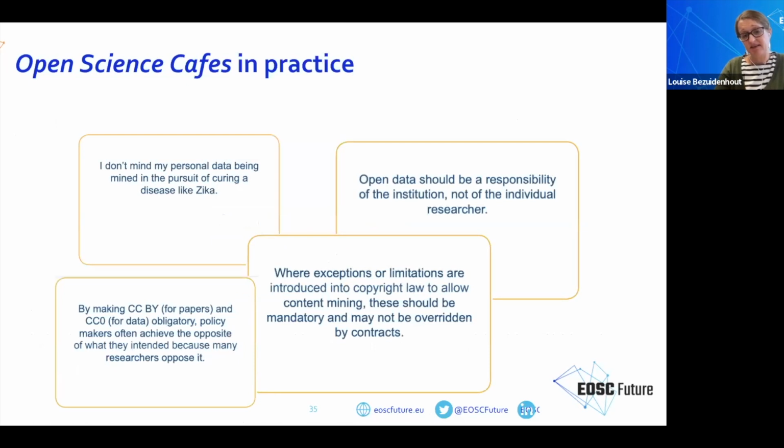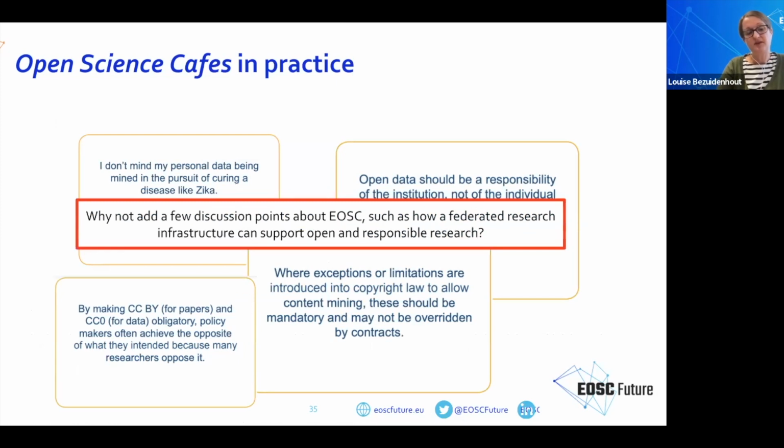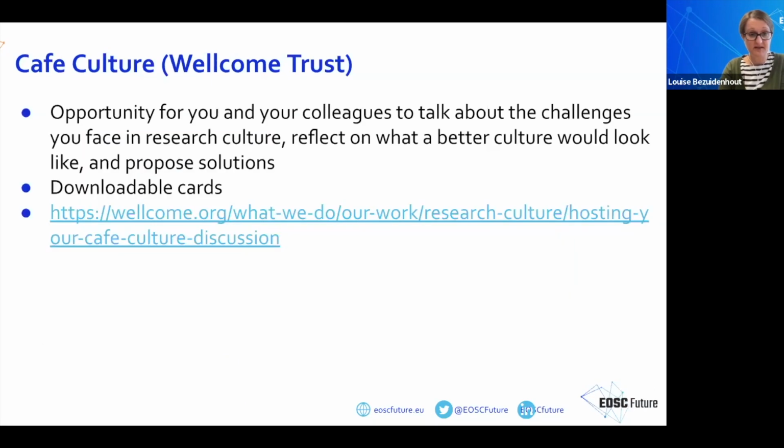So these are examples of some of the statements on the cards that can be used by the instructor to initiate a discussion. So you could use the open science cafes in practice and add a few discussion points around EOSC, such as how a federated research infrastructure can support open and responsible research.